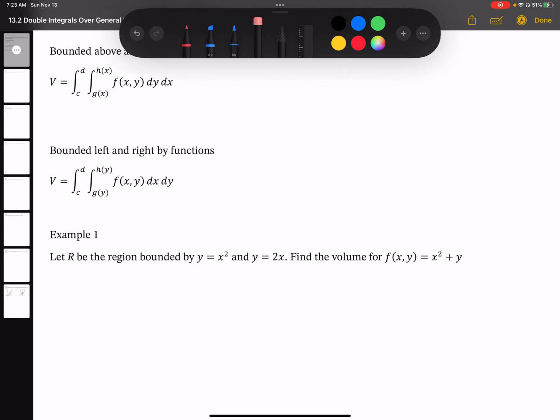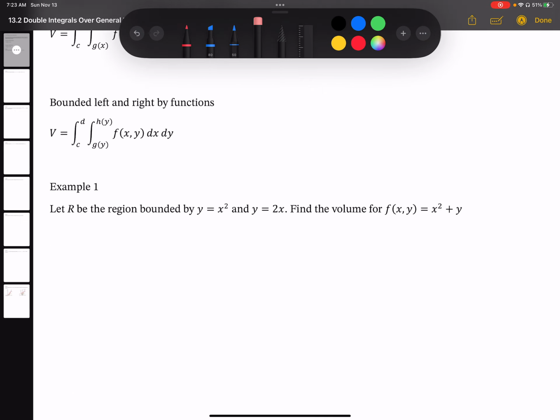So for this first example, we have the region bounded by y equals x squared and y equals 2x. So just in the xy plane, you could draw how this region would look. So y equals x squared. We know 0, 0 is on that graph. We know the point 1, 1 is on the graph, and we know 2, 4 is on the graph. So we get a region that looks like that. And then the line y equals 2x: when x is 1, y is 2, and when x is 2, y is 4. So we get a region that looks something like that.